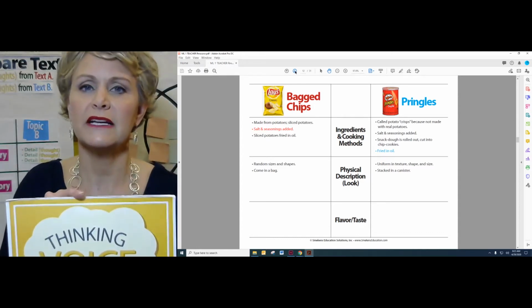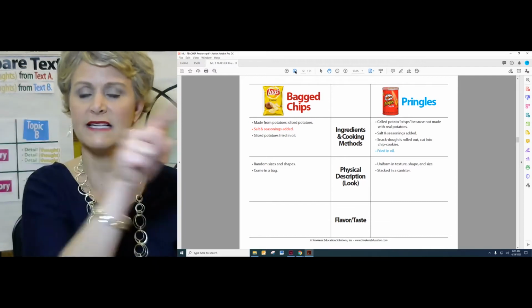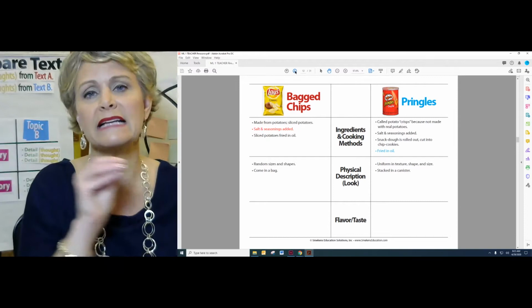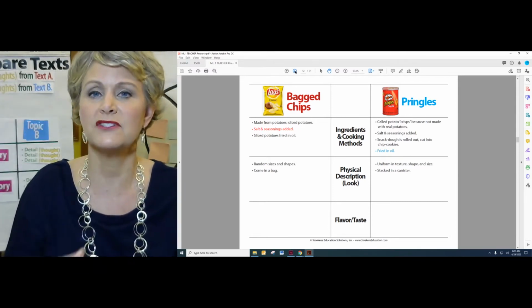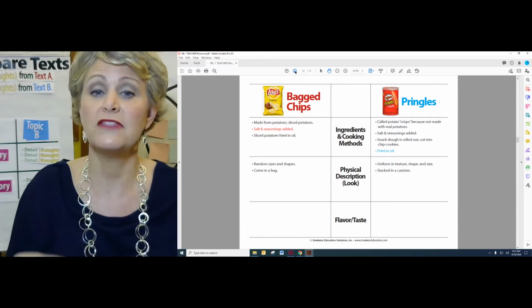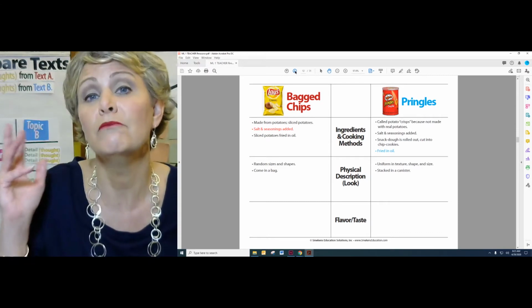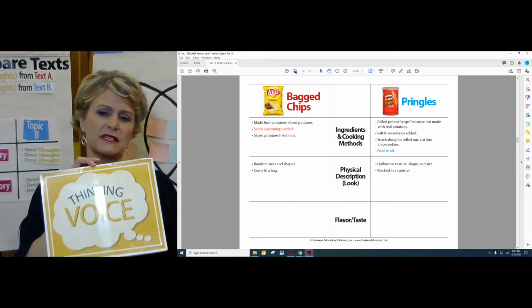That's a similarity. Do you see the difference between same and similarity? Fried in oil, that is a same, which is great. But there will be some times you can add details for both sides, but it's not exact same. It's similarity. It's mostly the same. They're both mostly yellow. The Pringles are all yellow. The bag chips are mostly yellow. I could add that.